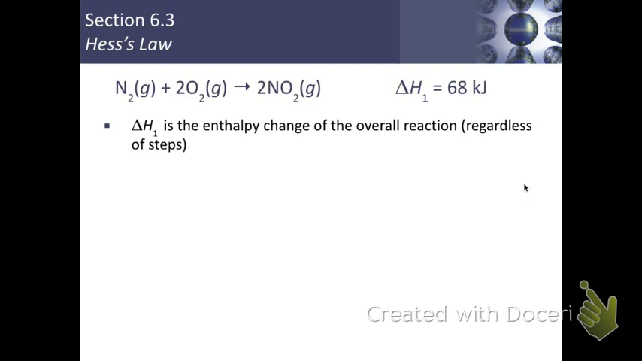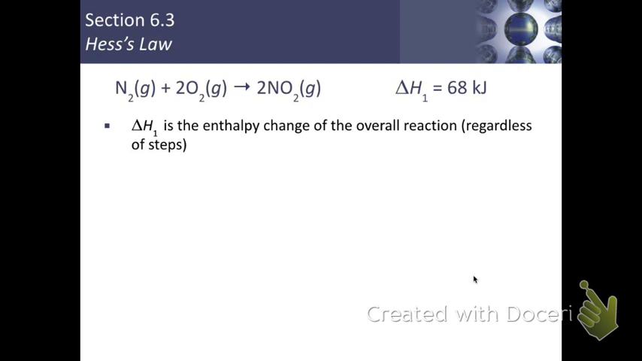All right. Delta H1, they labeled it 1, is the change in enthalpy of the overall reaction, regardless of the number of steps. So if I look at my delta H value there, is that telling you that the reaction is endothermic or exothermic? Endo, right? My delta H is positive, which means it would be an endothermic reaction, which means we have to have heat go in for our reaction to take place.